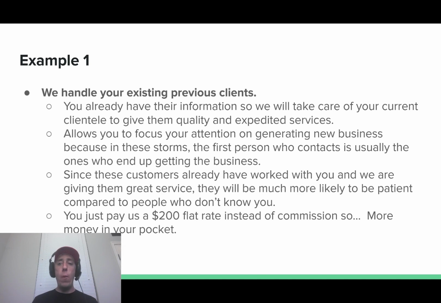And you can go out there and do your own canvassing, go to networking groups, whatever you got to do to generate new business outside of the ones that we're taking care of. And since these customers have already worked with you in the past, and we're going to give them really good service, et cetera, they'll be much more likely to be patient compared to people who don't know you, right?